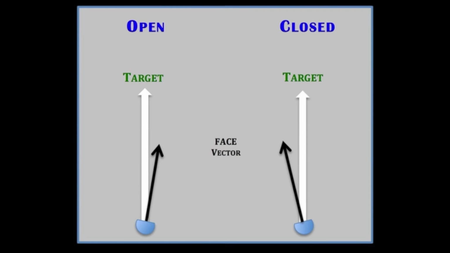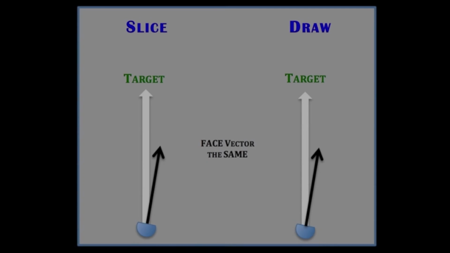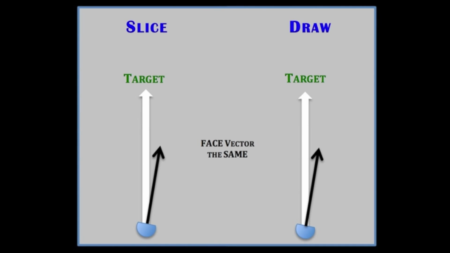The ball's initial starting direction is determined the most by where the face of the club is pointing at impact. If the face is pointing to the right of the target line, what we call open, then the ball will start to the right. If it is closed, it will start to the left. In golf science, this is known as the face vector. In our draw and slice examples, the starting direction was the same for both. The face vector was pointing slightly to the right of the target line.